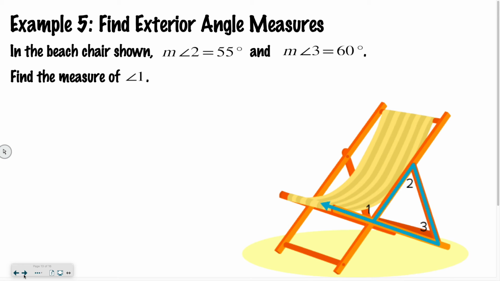We have, in the beach chair shown, the measure of angle 2 is 55 degrees. Okay, so we know this is 55. And the measure of angle 3 is 60. And we want to find the measure of angle 1.